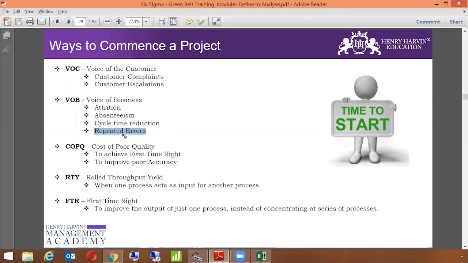The third way to commence a project is using COPQ, which is known as cost of poor quality, which means that a lot of rework happens, and to do that rework, the employees have to work again. If they have to work again, they have to put in a lot of time, and time is equal to money. Okay, so that's a cost which is being incurred extra. For that, we can do projects on achieving right first time to improve the poor accuracy.